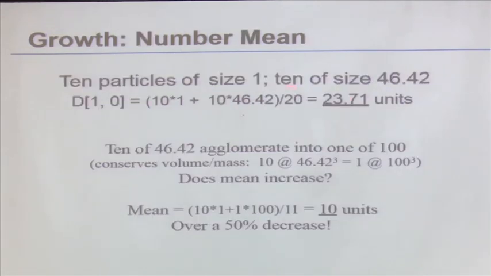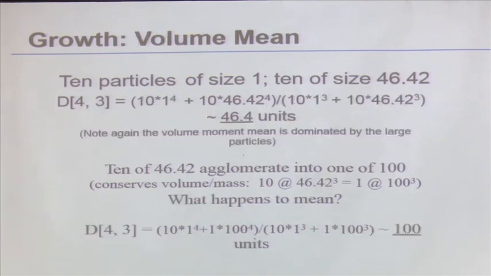So, 10 particles of size 1 and 10 of size 46.42, we get a number mean of 23.71. Okay. 10 of 46.42 agglomerate into 1 of 100. So, does the mean increase? So, mean will be 10 units, over a 50% decrease. So, your number mean decreases in case of your size agglomeration.